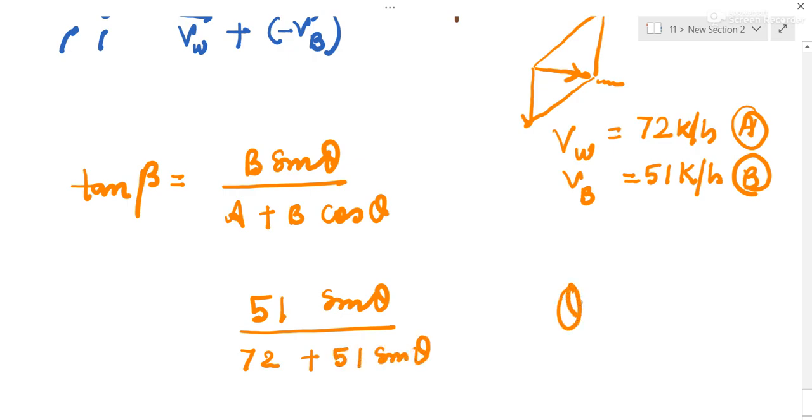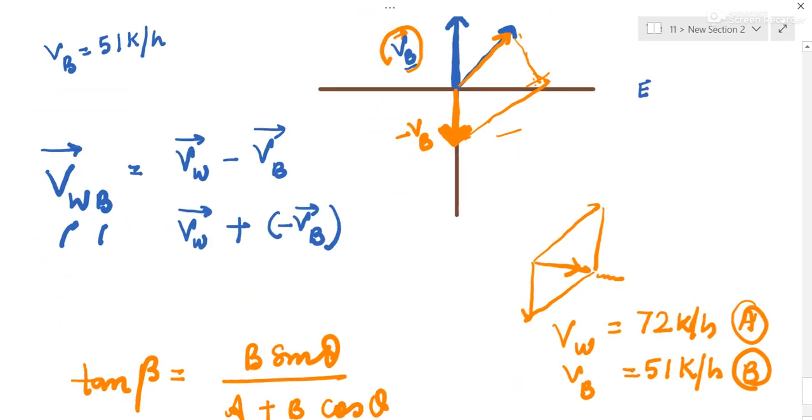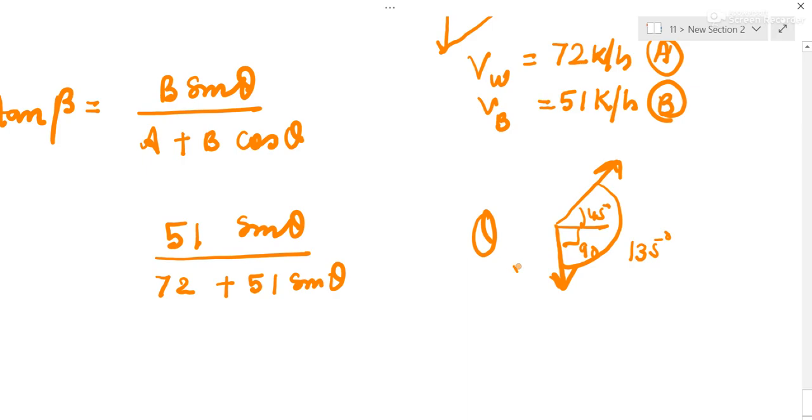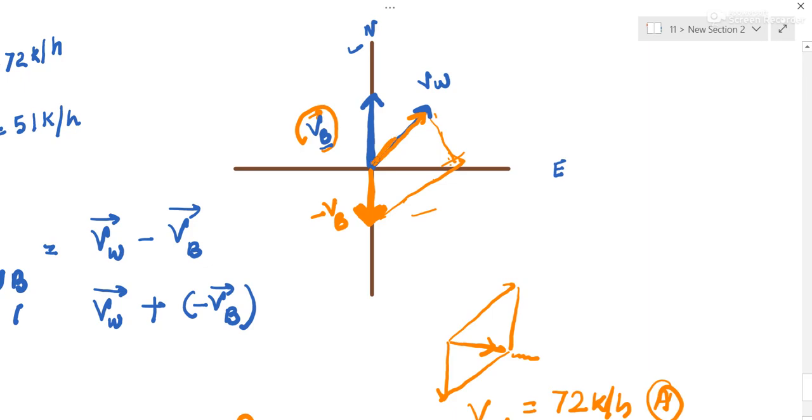Now see what theta is. Minus velocity of boat is in this direction, and the velocity of wind is in this direction, northeast. So this is 90 degrees, this is 45, and the angle between these two is 135 degrees. If we have any confusion, we can go to the diagram and see. This is minus VB, the velocity of boat reversed, and this is the velocity of wind.